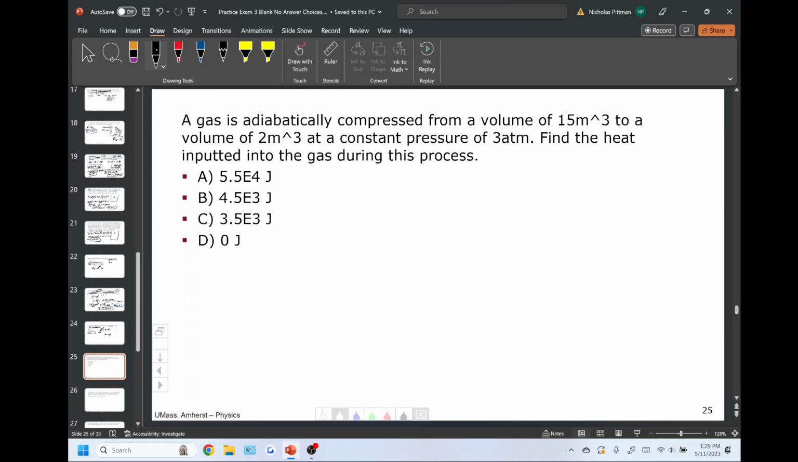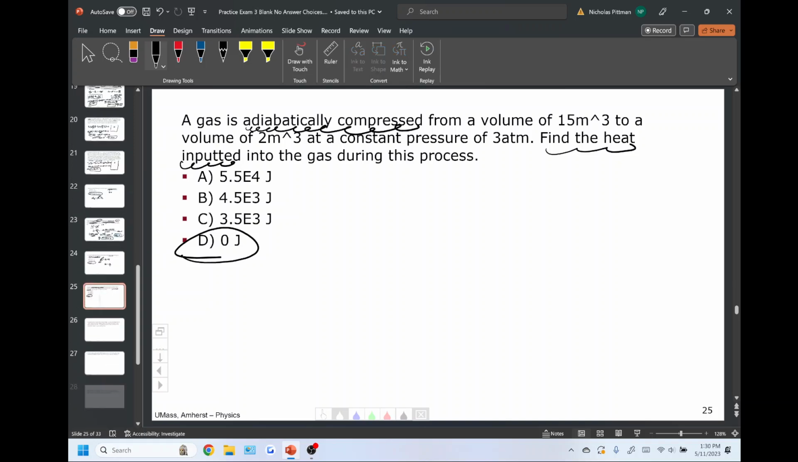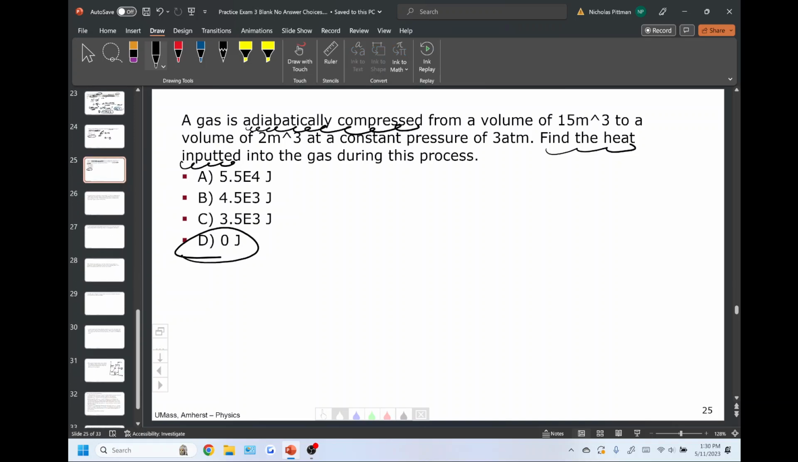Okay, here we are given a lot of information. Keyword, adiabatic compression, and we're asked to find the heat input. Adiabatic means 0 heat was inputted, so there's actually no work in this problem. Another one, I don't know why I put so many trick questions in here. It's like free points, but I don't know why I'm putting so many of these distractor questions.